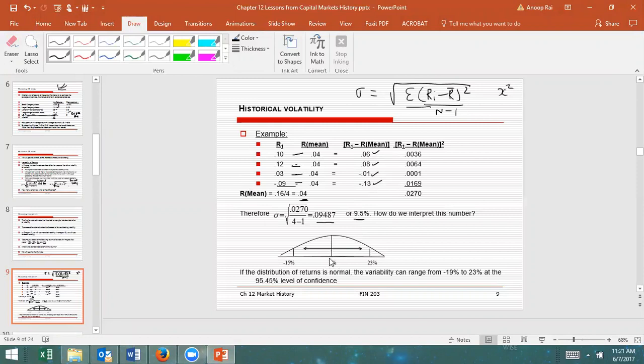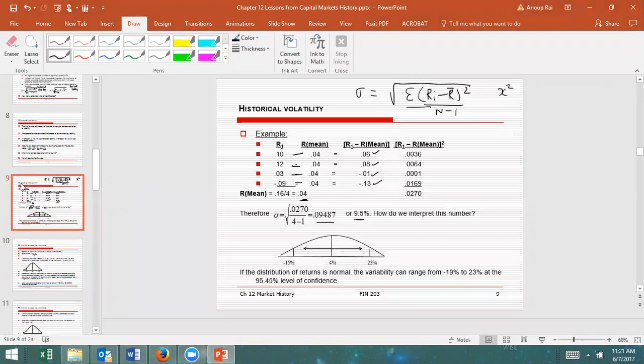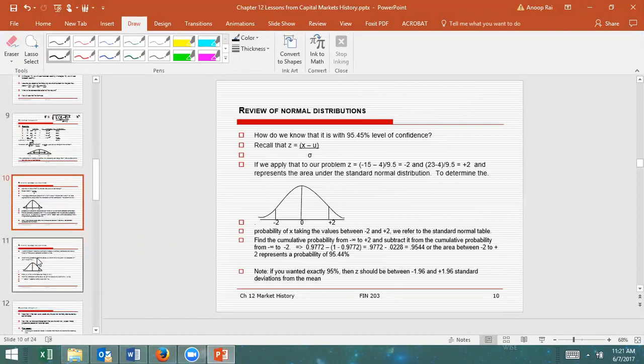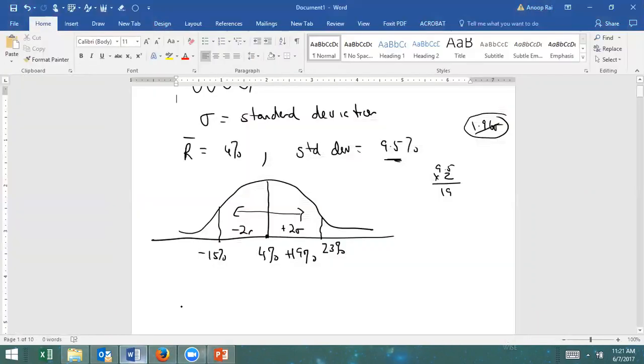We say, look, 4%, but I can even do better. I can predict to you how high it can go up or how low it can come down based on the standard deviation that we have obtained at this point. So let me go back to my example.